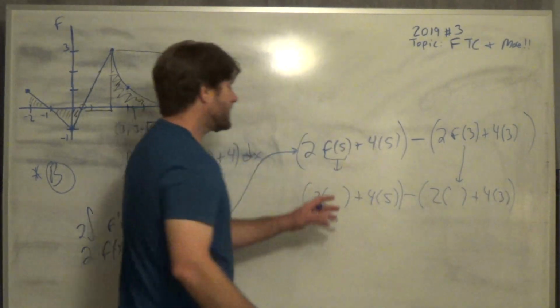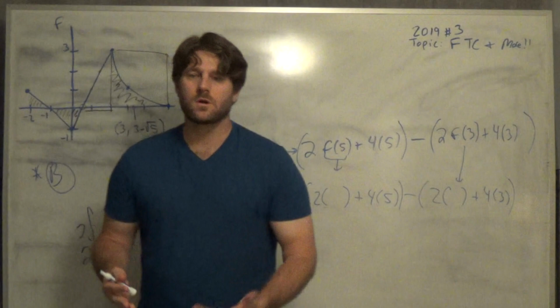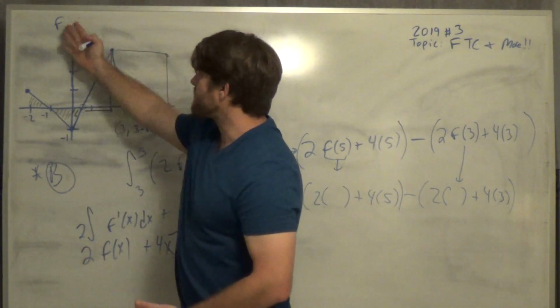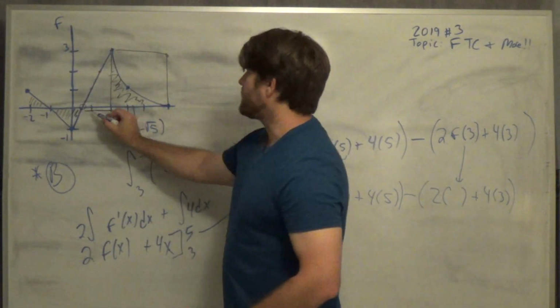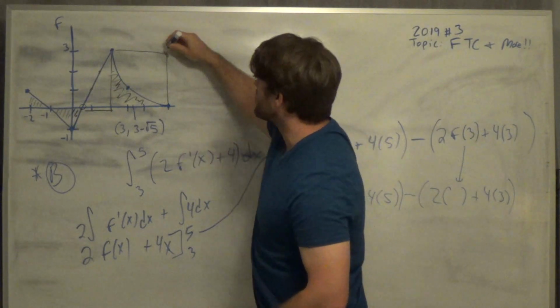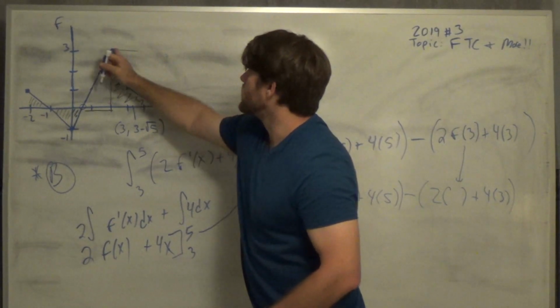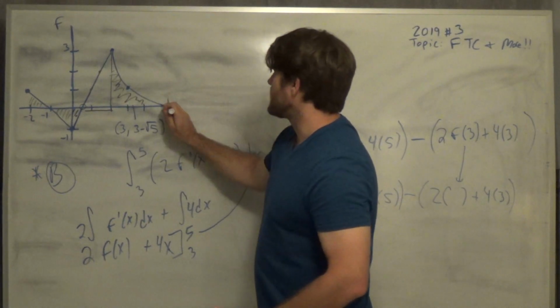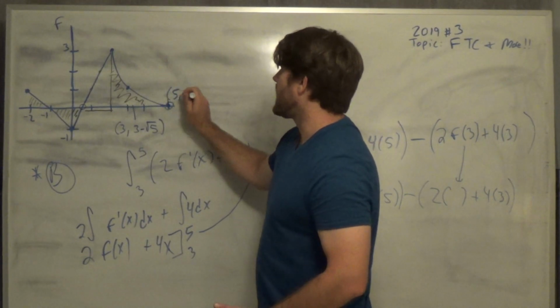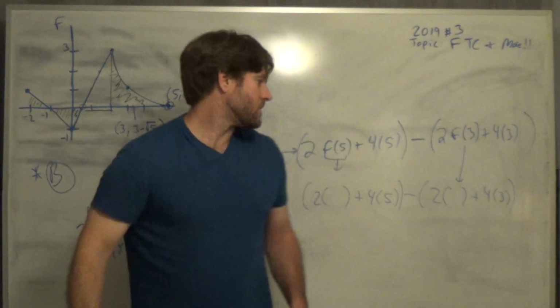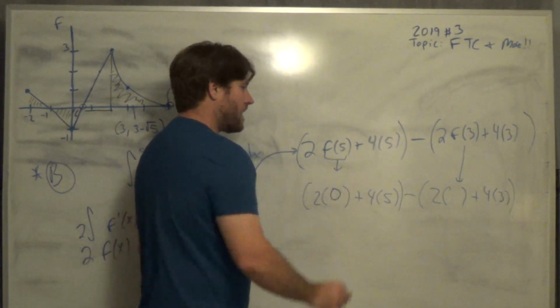And the good news, f of 5 is simply an ordered pair. If this is the graph of f of x, f of 5: 1, 2, 3, 4, 5. What ordered pair do we have on the graph? So if you go to the graph, f of 5 is right here. The ordered pair is 5, comma, 0. So f of 5 is 0.